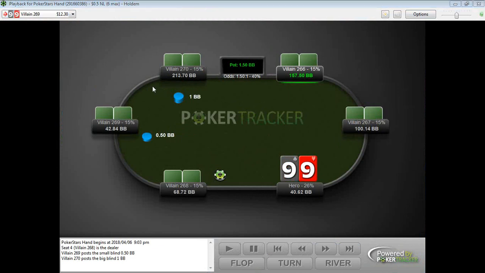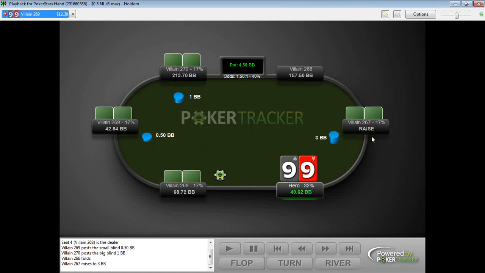This hand was played at fast fold. I'm sorry, not fast fold. This is played at 50 NL. One second, I'm just clearing out Flopzilla. Okay.